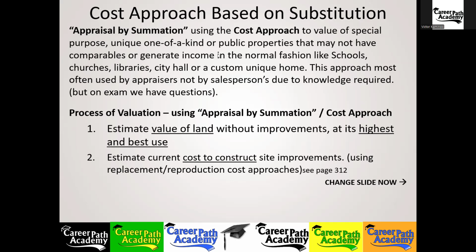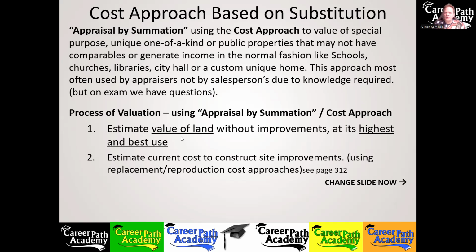However, you're still going to get a math problem on your state exam, most likely, having to figure out the value based on the cost approach. So I'm going to walk you through that process of what an appraiser goes through. So the appraisal by summation or the cost approach, like once again, we'll probably never use this, but you need to know it for exams. So it's an estimate.